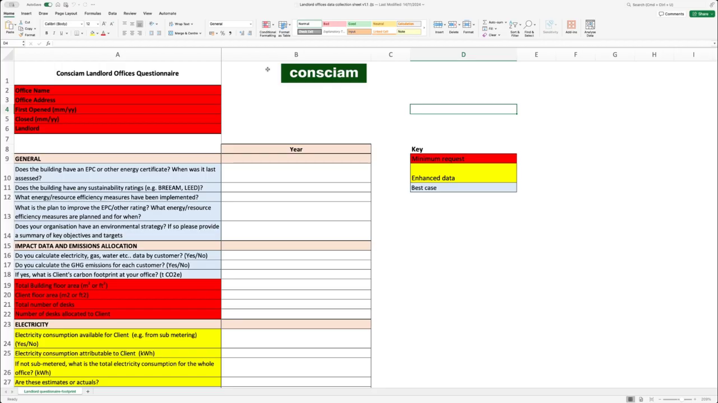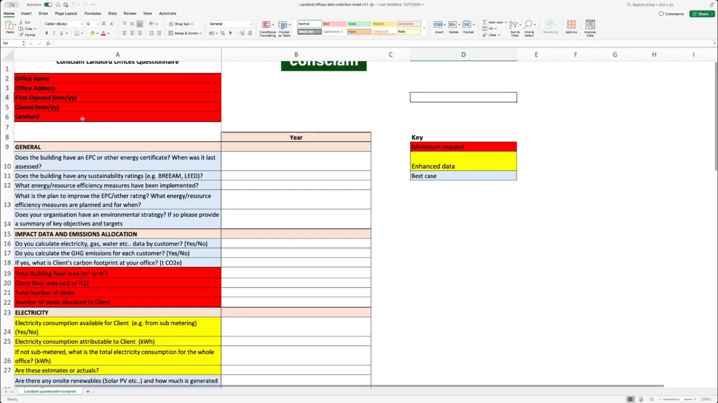We have this broken down by colours into a minimum request, stuff that would be really useful to know, then enhanced data, which is a bit better and helps you be more accurate, and then the blue will be our best case scenario. So let's walk through what we've got. Obviously there's some key information here that tells us about the office you're talking about, particularly important if you've got multiple offices or it's an office that opened and closed in the year, but it's just some background information.